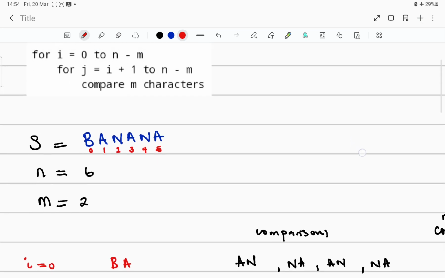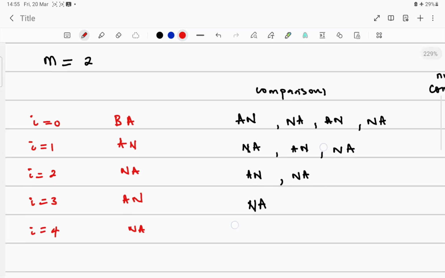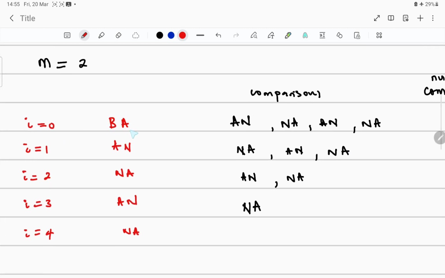If we are to consider substrings of length 2, when i is equal to 0, we have BA, and when i is equal to 1, we have NA. So we have NA for i is equal to 2, and for i is equal to 3, we have AN, and for i is equal to 4, we have NA.